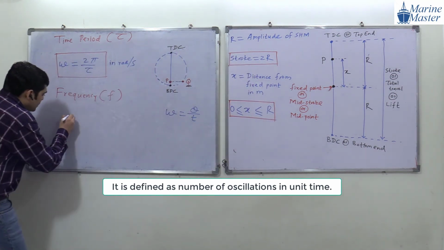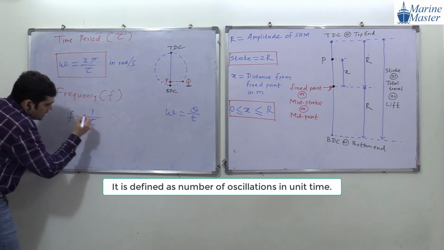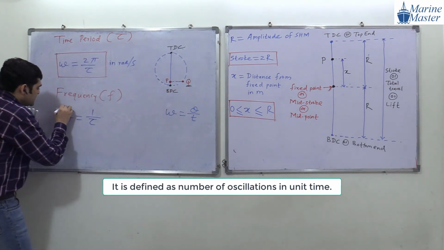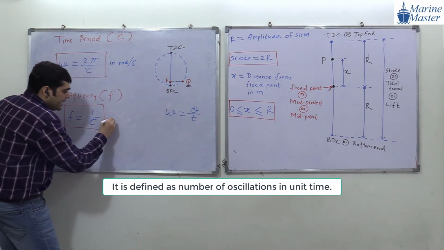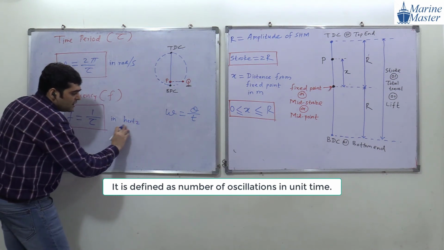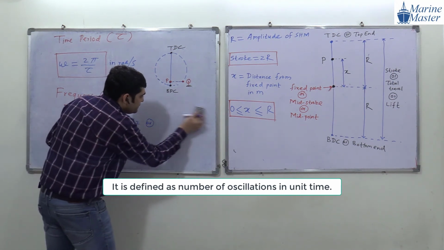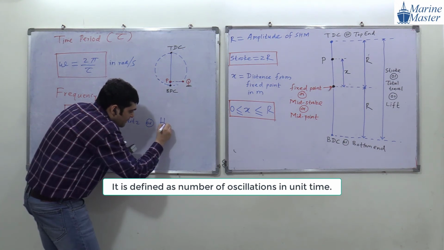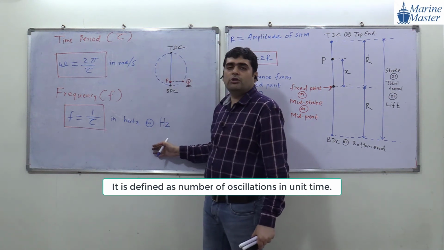And frequency is equal to what? f is equal to 1 by tau. Frequency is equal to 1 by tau, as we studied in the conical pendulum chapter. And it is in hertz. If you are writing hertz in full, then h must be small. Or if you are using the abbreviation, capital H, small z, Hz, hertz. So that will be the unit of frequency.